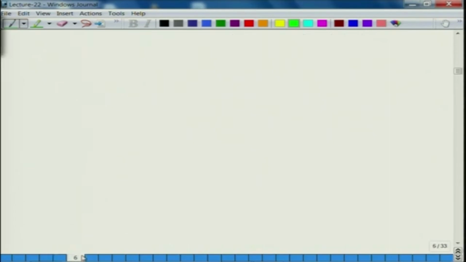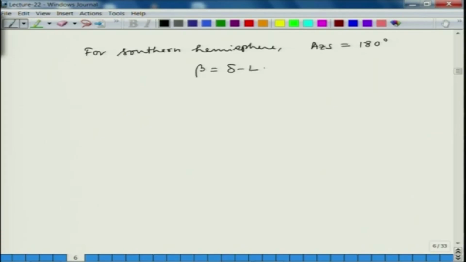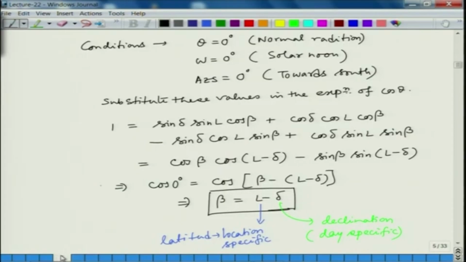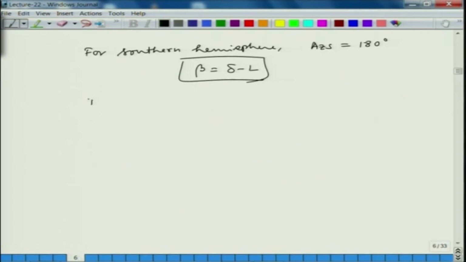Okay. Now for the southern hemisphere, we will just mention it, this AZS will be 180 degrees, and in that case you can show that beta will be delta minus L. Earlier we have seen it is L minus delta, and for the southern hemisphere it will be delta minus L. So, in general, mode 1 requires the tilt angle to be equal to mod of L minus delta, which covers both plus and minus values.